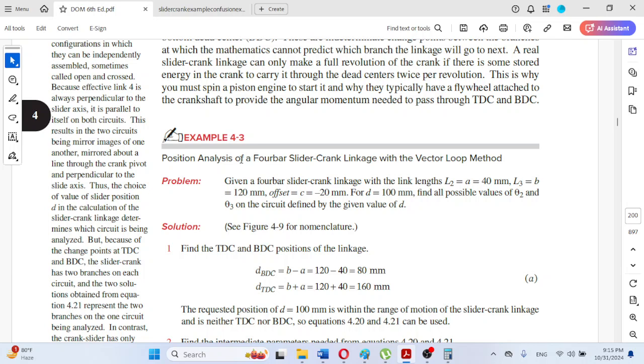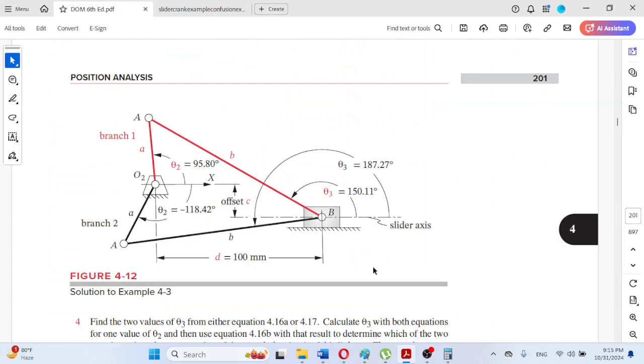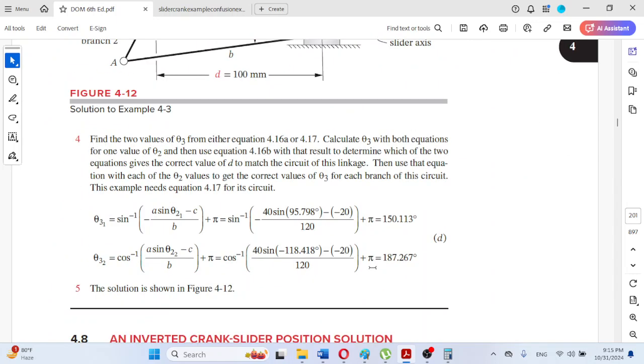In this video, I will be explaining a bit of confusion about example 4-3. This example is about the position analysis of a 4-bar slider crank linkage, and a student reported to me in class that he was finding confusion or some misunderstanding about the fourth clause in the solution of this example, that is, how these formulas have been applied. So I will be explaining.